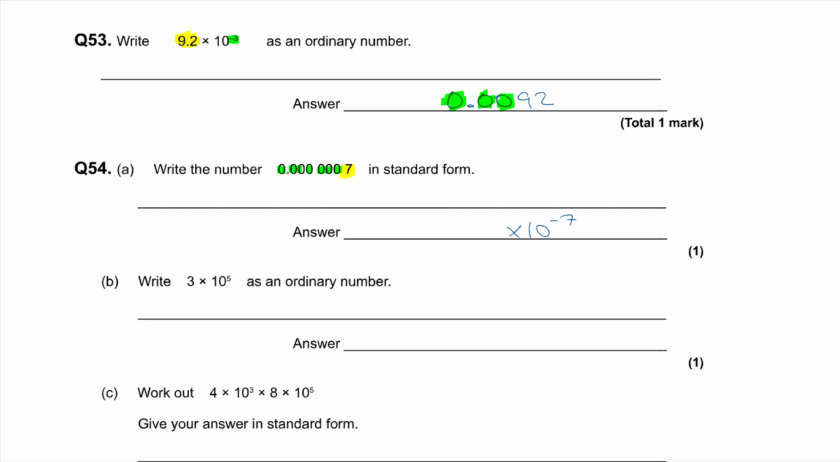So at the front, that's my mantissa part. So it's going to be 7 times 10 to the minus 7. The minus 7 comes from the fact there are 7 zeros, and the 7 comes from the fact that it had a 7 in it.